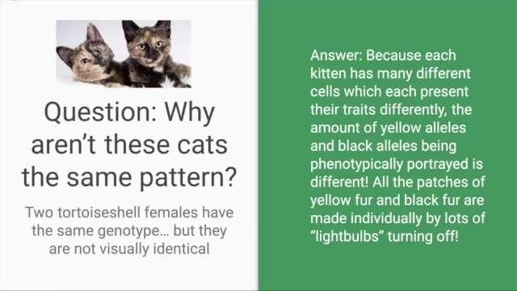So the question, again, why aren't these cats the same pattern? Because each kitten has many different cells with which each present their traits differently, and the amount of yellow alleles and black alleles being phenotypically portrayed is different. All the patches of yellow fur and black fur are made individually by lots of light bulbs or cells with X's turning off.